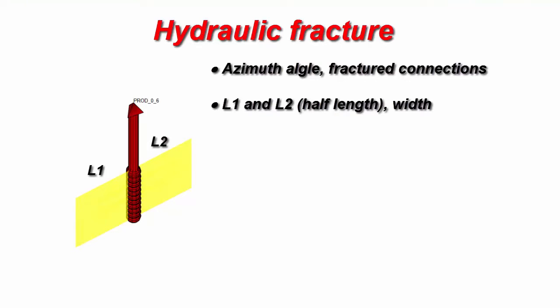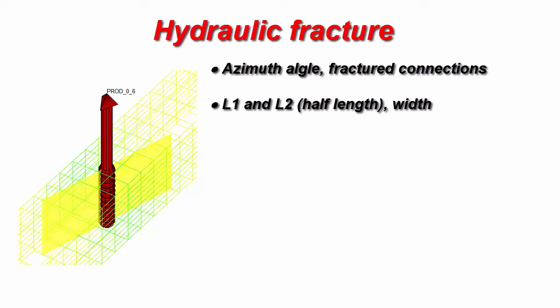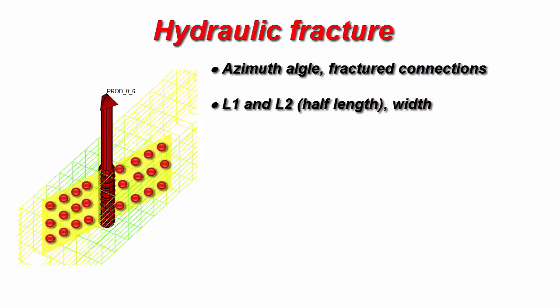Hydraulic fracture in T-Navigator is simulated as a plane, a rectangle. We define connections that are fractured, azimuth angle, half length on both sides, and width. In each grid block where this rectangle intersects the grid, a new vertical connection is created. So the fracture produces fluid as a set of virtual connections.